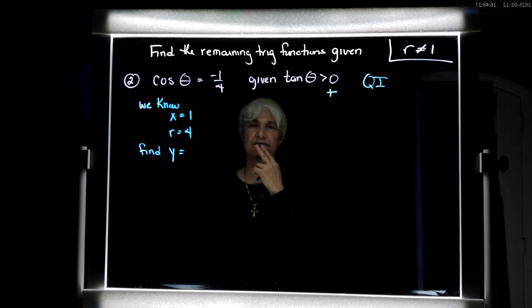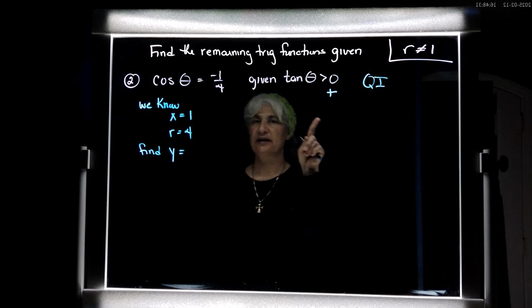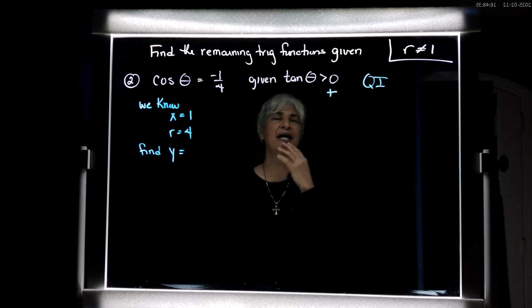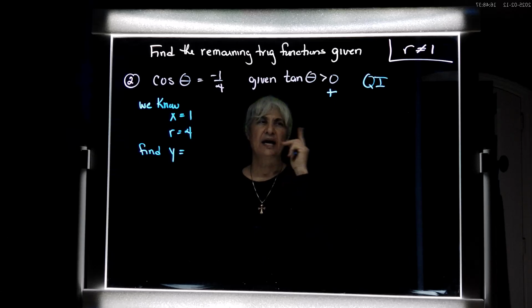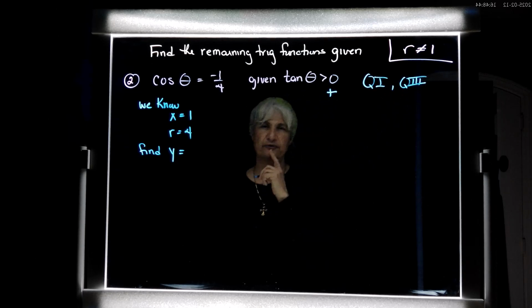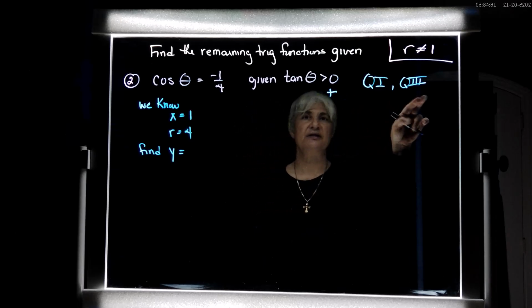How about quadrant 2? Nope, because x is negative, y is positive. That ain't going to give me a positive when I divide. How about quadrant 3? X is negative, y is negative when I divide. Good. Quadrant 3 also. How about quadrant 4? No, quadrant 4 is like quadrant 2. That's not going to happen. So here's the deal. I have 2 possibilities.